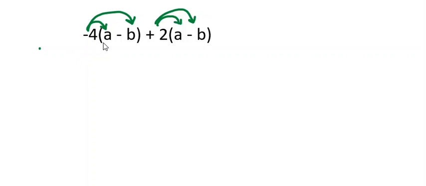So negative 4 times a, there's one negative number, so the answer is going to be negative. It's an odd number of negatives. So negative, and 4 times a is 4a. And then negative 4 times minus b, the two negatives, that's an even number of negatives, and so it's going to be positive. And 4 times b is 4b. Now, 2 times a, well, they're both positive, no negatives at all, so it's just 2a. And then 2 times negative b, or minus b, that's one negative, so minus 2b.